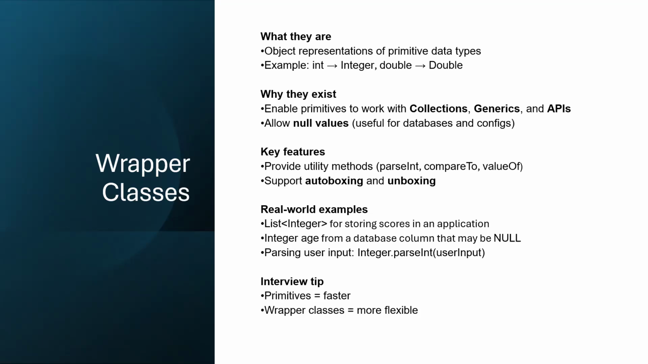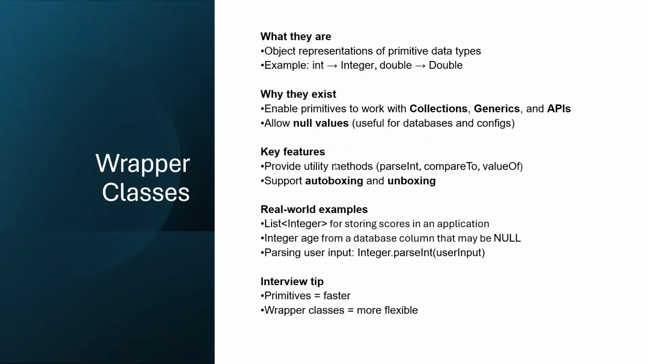Why do we have wrapper classes? So in addition to being able to add methods to primitives, they also allow primitives to work with collections such as array lists, generic types, such as List, and various APIs. And they allow null values because, I don't know if I mentioned this before, but primitive values have a default value. If you don't assign a value to a primitive, it'll default to that default value. So the default value for an int, for example, would be 0. It wouldn't be undefined or null.